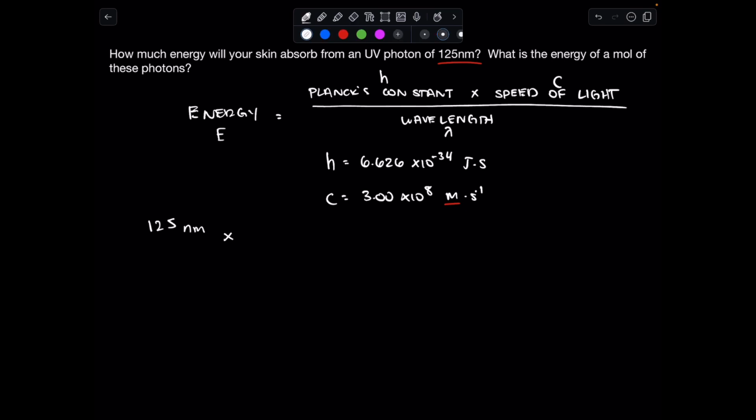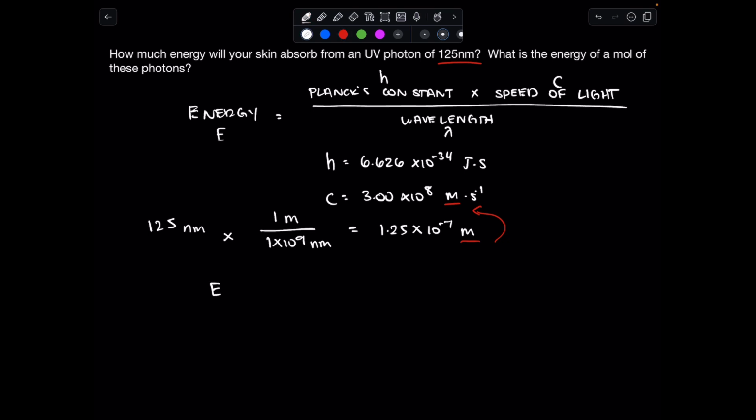We'll use this relationship. Now for every 1 meter, we're going to have 1 times 10 to the 9 nanometers. So as we do that math, that is going to come out to 1.25 times 10 to the minus 7 meters. Now that we're matching meters with our speed of light, now we can plug this in.